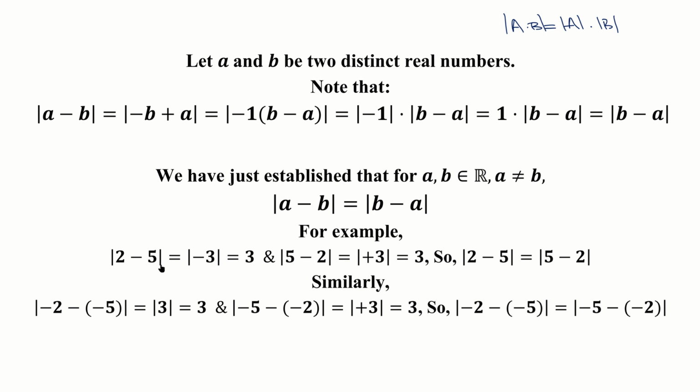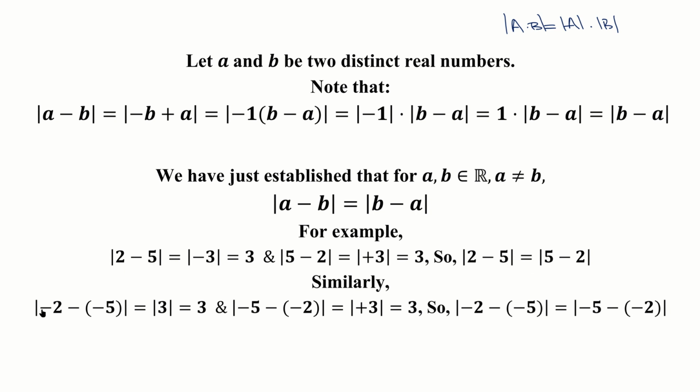What's the absolute value of 2 minus 5? Well, that's the absolute value of negative 3, which is 3. What's the absolute value of 5 minus 2? Well, that's the absolute value of positive 3, which is 3. So notice the absolute value of 2 minus 5 is exactly the same as the absolute value of 5 minus 2.